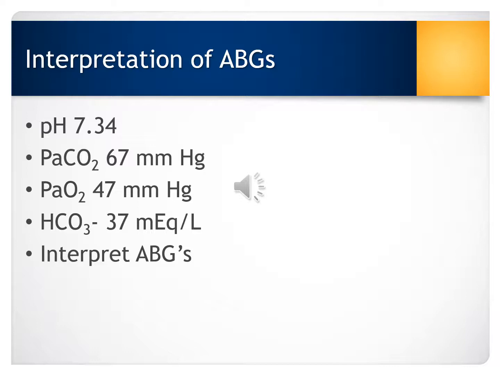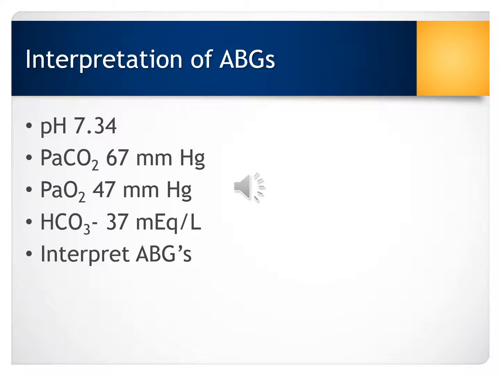As we further go on to see if this patient is compensated or not compensated, we won't use the PaO2 to determine the ABG levels, but we want to know the PaO2 so we can decide whether or not this patient may be exhibiting some hypoxemia. So by looking at this, we can see that the oxygen level is low, so we would be concerned about that, but we would not use that in our interpretation of ABGs.